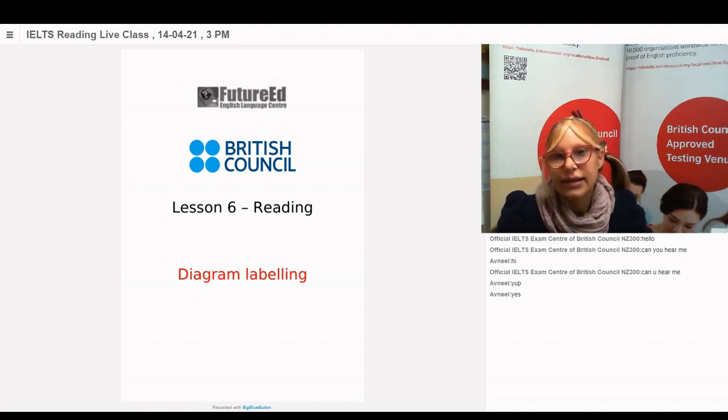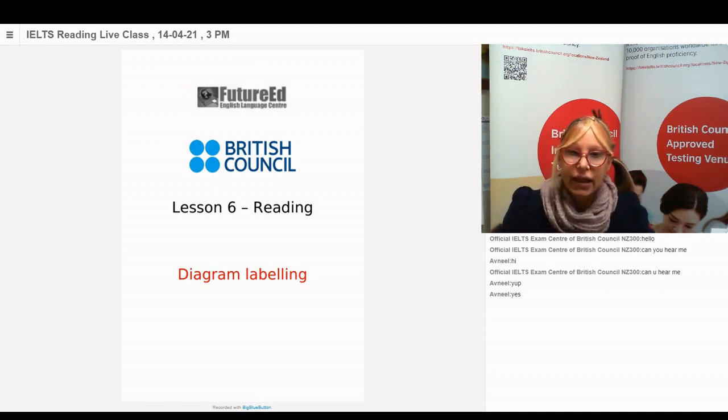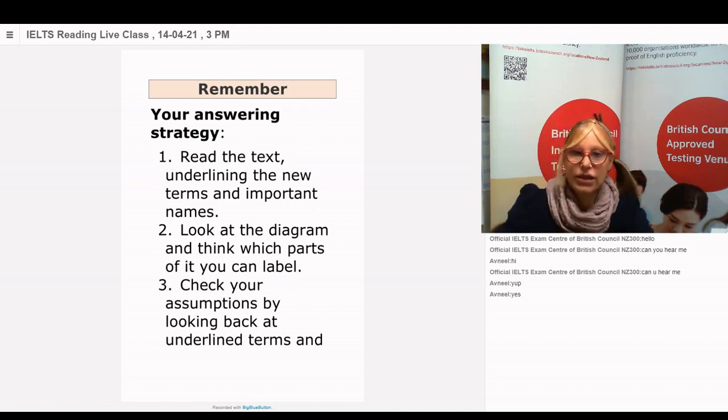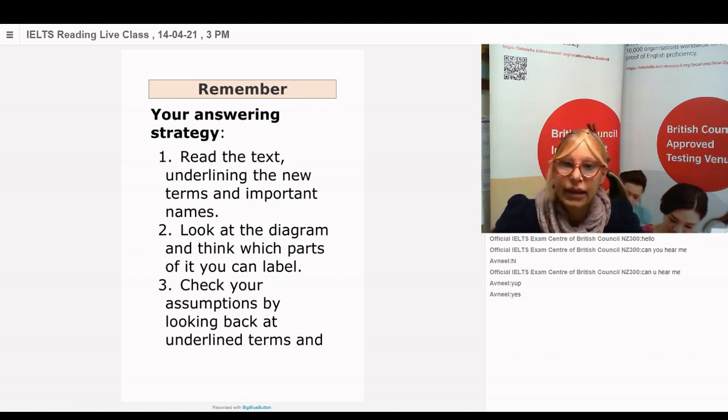So today's lesson is reading, and over the last few weeks we have been looking at different types of reading questions in the IELTS reading test. Tonight we're going to look at diagram labeling, and to start with we'll just have a look at some tips or strategies for how to best answer this type of question in the reading test.